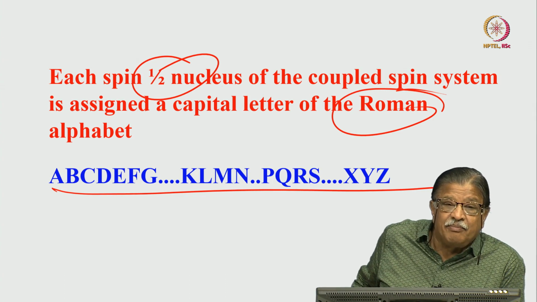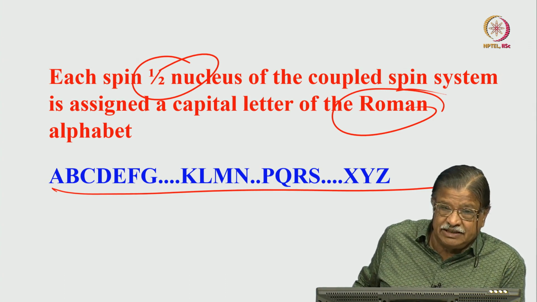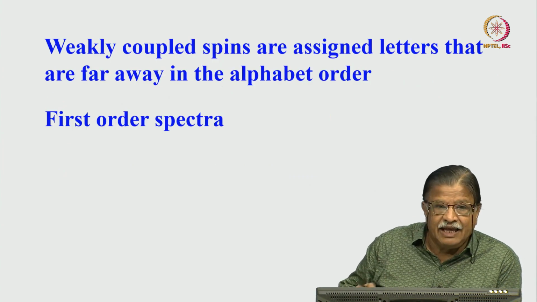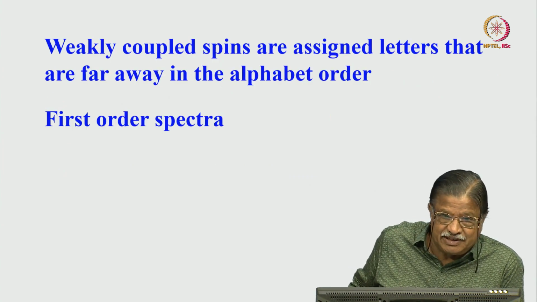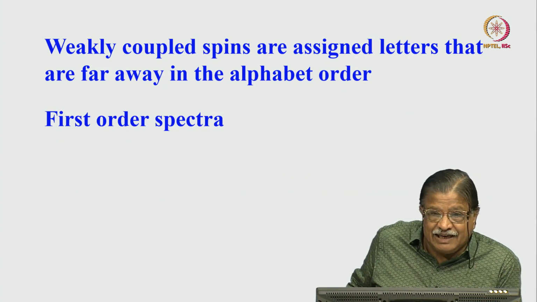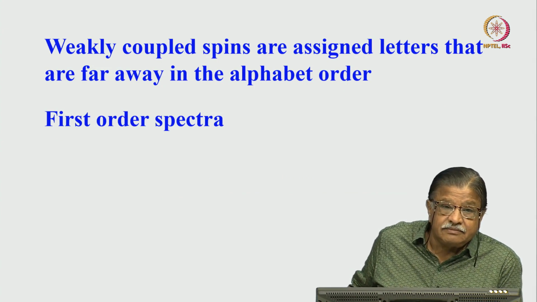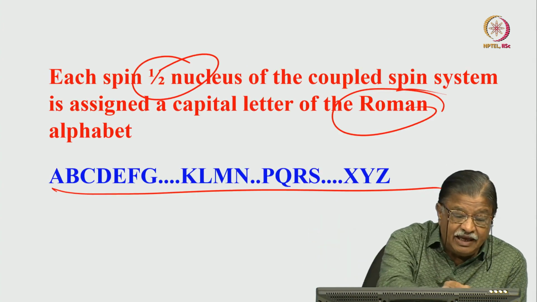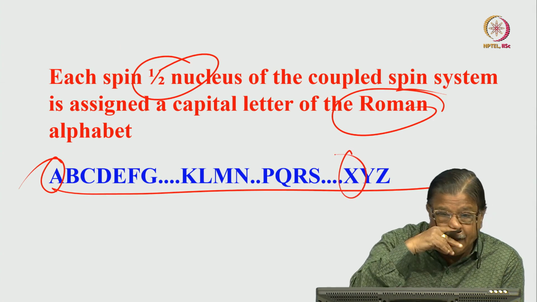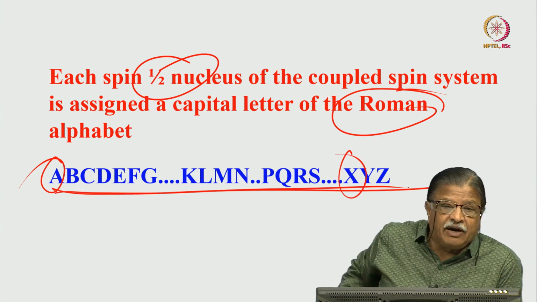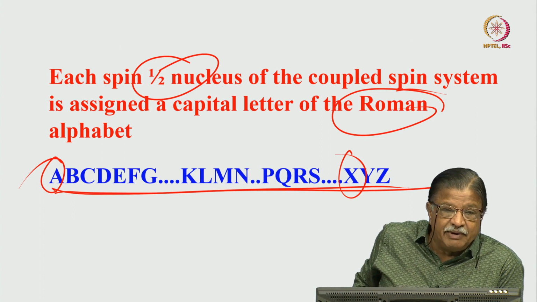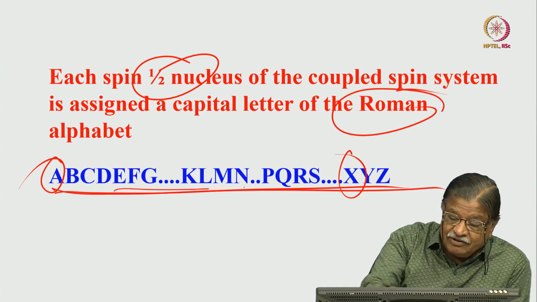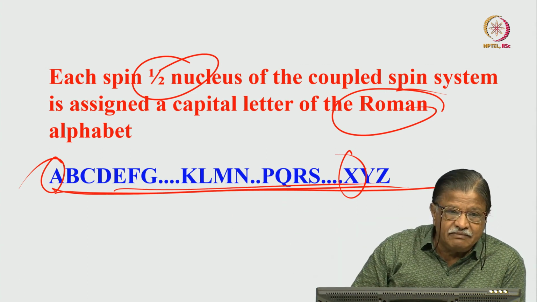And then each proton or group of protons is given a letter. For a weakly coupled spin system, the letters assigned are far away in the alphabet order. Look at this one, A and X, I put it. X is far away from A in the alphabet order. That means they are weakly coupled. For weakly coupled, the letters should be far away in the alphabet order.